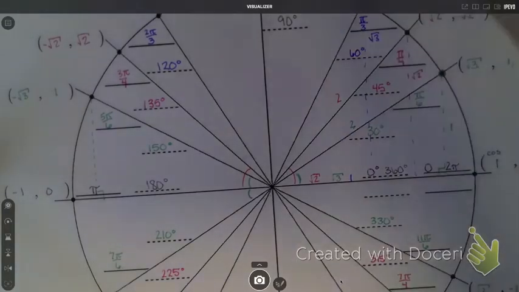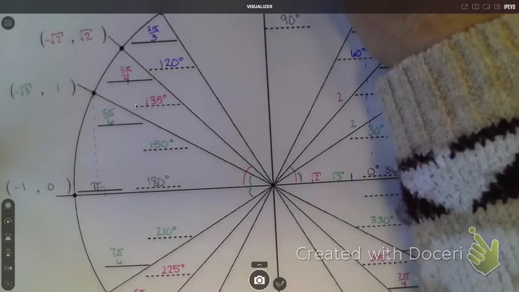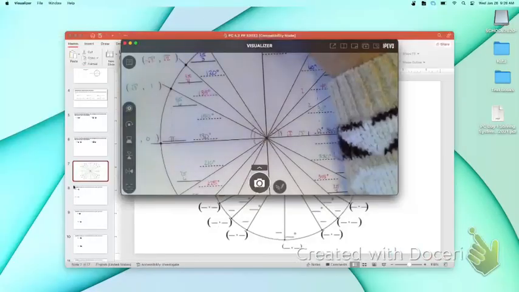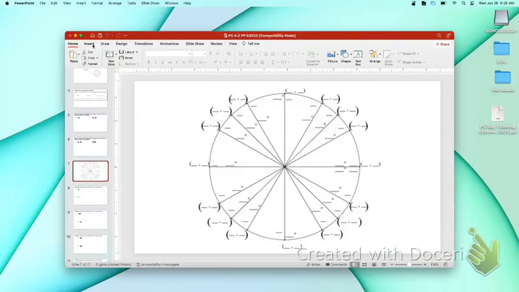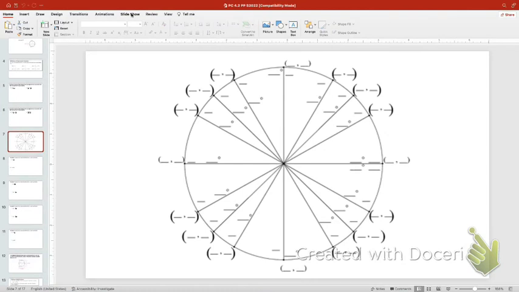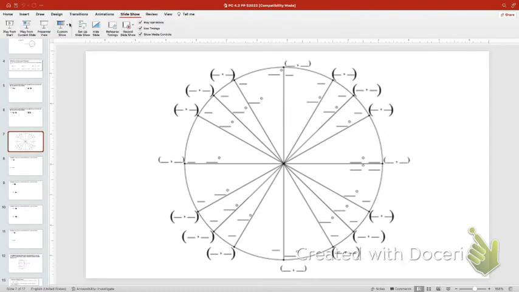Sound good? I thought that was going to be way more confusing than it was. No. It just references where you're at.